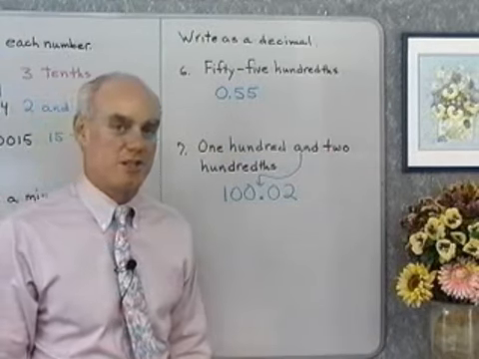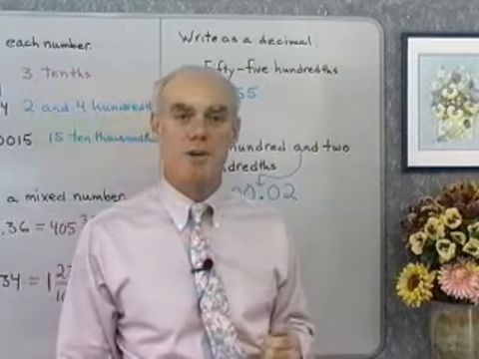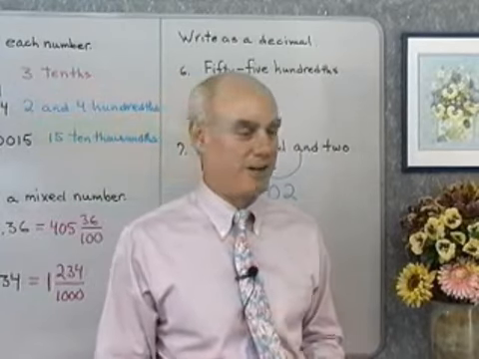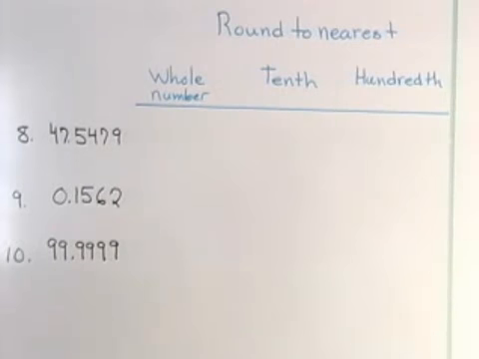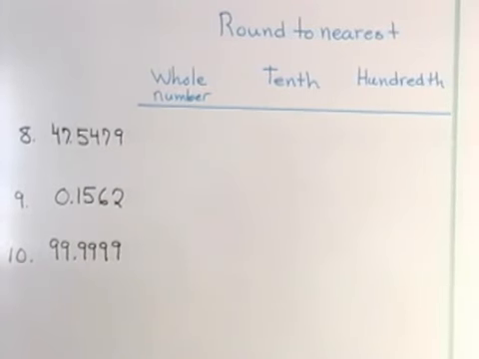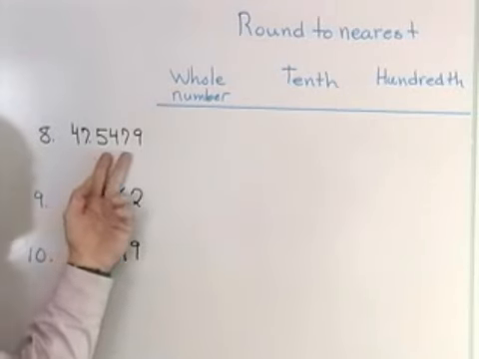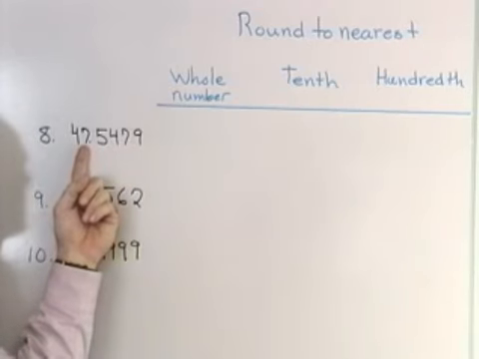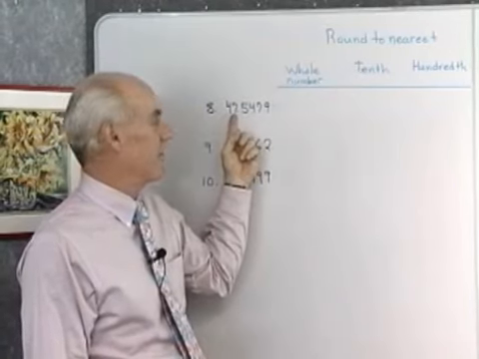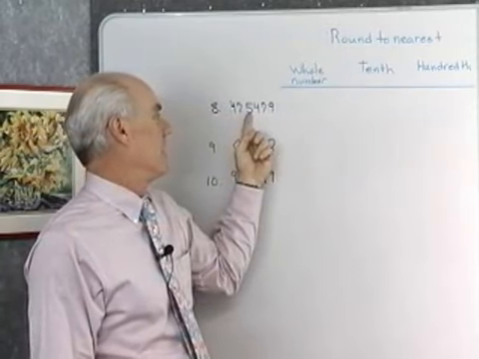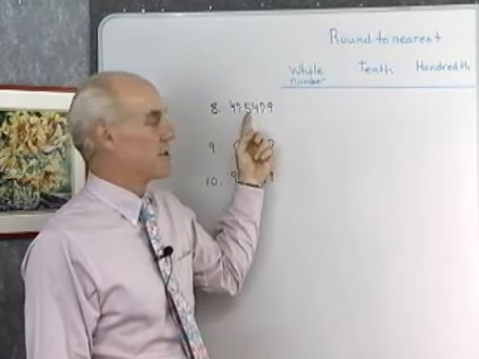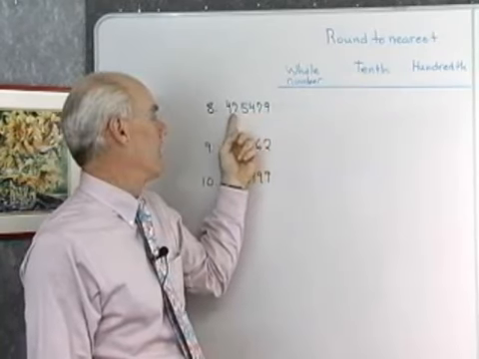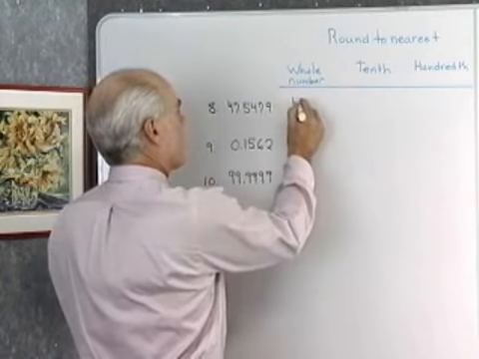What we want to do next is look at the process of rounding some decimal numbers to given place values. So let's round to the nearest whole number, tenth, and hundredth. And here I've written a number. I got 3 numbers here. 47.5479. I want to round that to the nearest whole number. So here's my whole number column right here, 47. I go to the digit that's right next to that on the right. It's a 5. Since it's 5 or larger, I'm going to add 1 to this digit and make this 48.